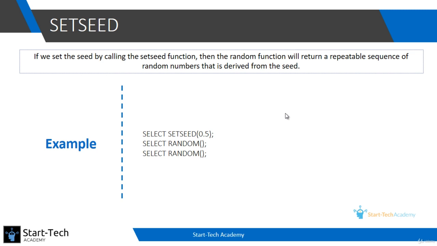The second time you run the random function, it will give you a new value, but this value will always remain the same. What this means is whenever you set the seed to 0.5, the first random function will give you the same value. The second random function will give you a different value than the first random function, but it will always be the same. If you do not understand this, let us look at an example. You'll get what I'm trying to say.